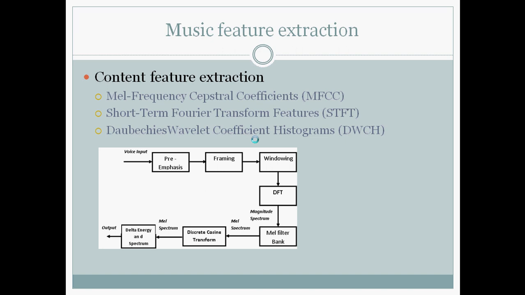As you can see in this figure, in the pre-emphasis phase, higher frequencies are emphasized by increasing the energy of the signal. In the windowing phase, the frequencies are segmented and the voice signal is divided into frames. Finally, at the end of this phase, we get the desired features of the music file.